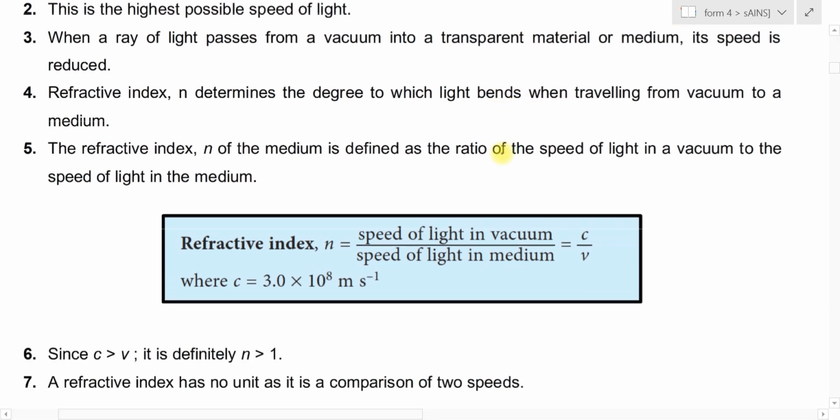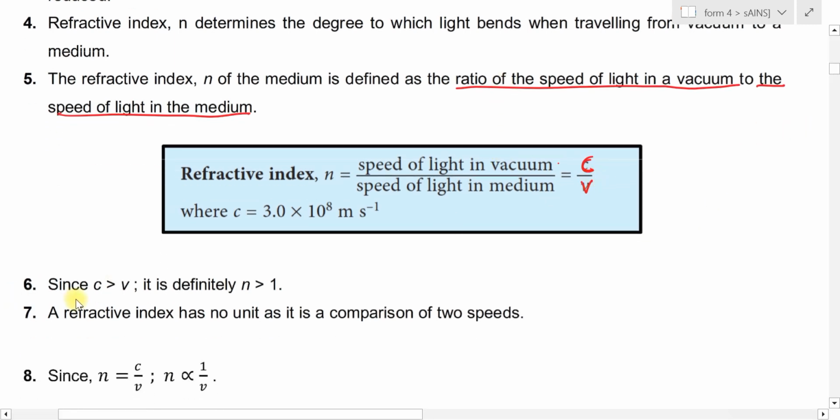Jadi by the definition, refractive index is defined as the ratio of the speed of the light in vacuum to the speed of the light in the medium. Speed of the light in vacuum divided by, maksudnya bahagi speed of light in the medium. Speed of the light in the vacuum, biasanya kita akan gunakan c. Dan c ini adalah constant, 3 times 10 to the power of 8. And medium kita gunakan v. Kena tahu refractive index nanti total internal reflection nanti kita akan belajar balik.